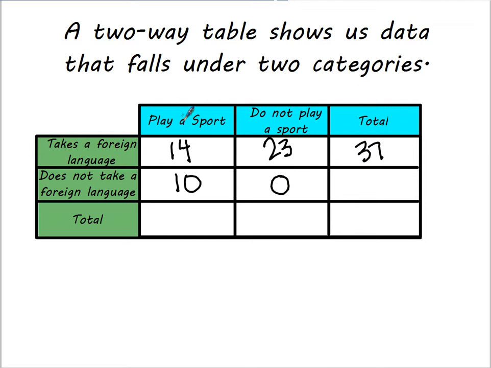How many kids do I have in the play a sport column? I have 24. How many kids in the do not play a sport column? 23. And how many kids in the do not take a foreign language row? That would be 10. And if you add down the total column and add across the total row, you should get 47 in both directions. There's 47 kids in this example. This is a two-way table.